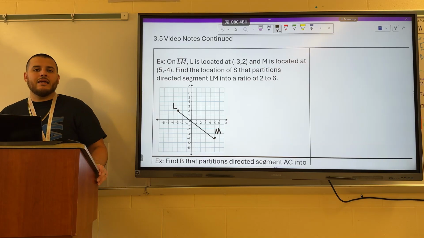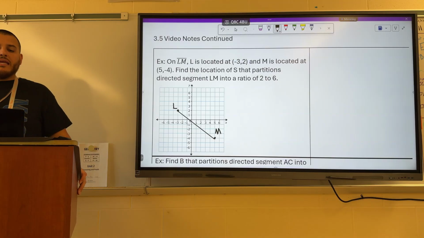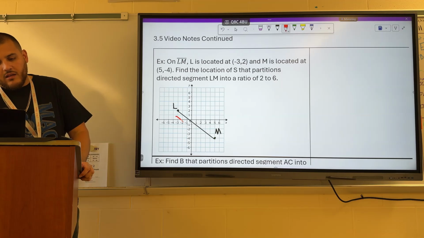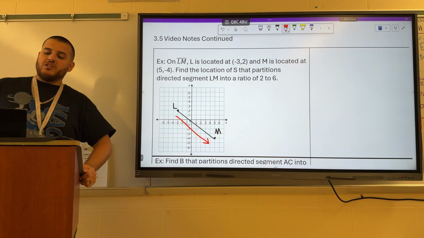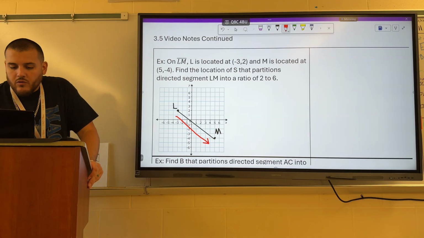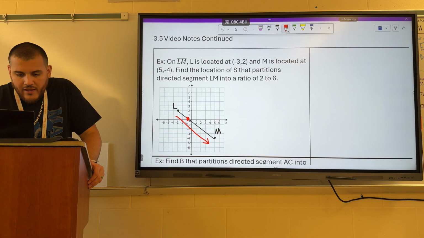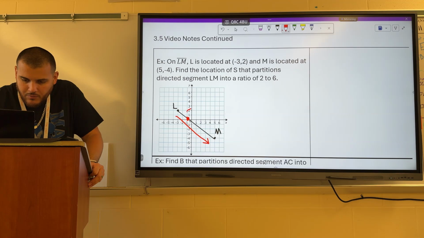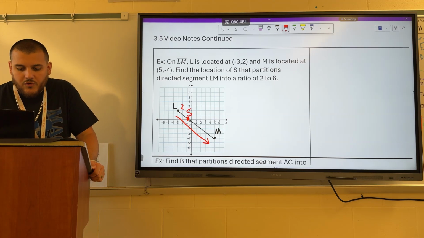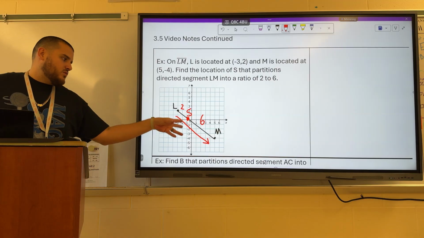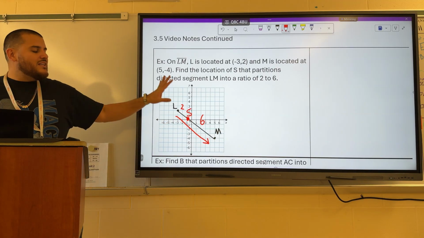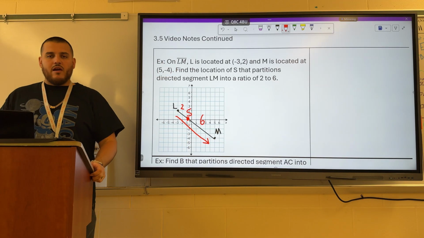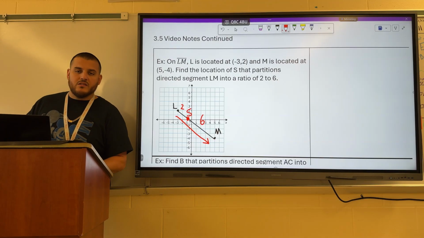That is segment LM. Notice it says we're going to find a location of point S that partitions the directed segment LM. So that gives us direction. We're starting at L and ending at M. And we're going to partition it into a ratio of 2:6. So there's going to be a point S somewhere that gives us 2 parts before it and 6 parts after it. Sorry, that's awful handwriting. Let me redo this. They're going to put a point S somewhere that's going to give us 2 parts before it, 6 parts after it. Okay, and I just roughly put where that point S is located. There is a way we can find this out on the graph, but again, I'm going to be showing you that same process I showed you before, how we can do this with our coordinate points and our slope formula.